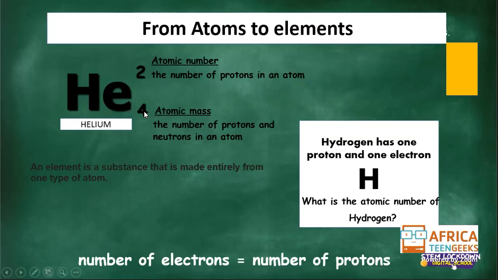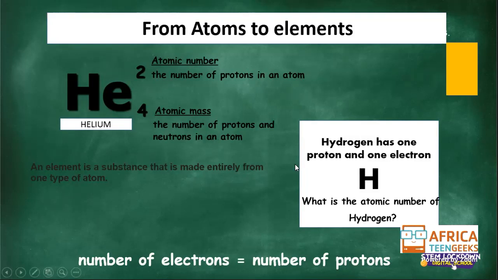And then at the bottom, it gives you the atomic mass. Now, the reason why it is 4 is because it has 2 protons and 2 neutrons in the atom. So it has an atomic mass of 4. So you just multiplied this with 2 and we got the atomic mass.